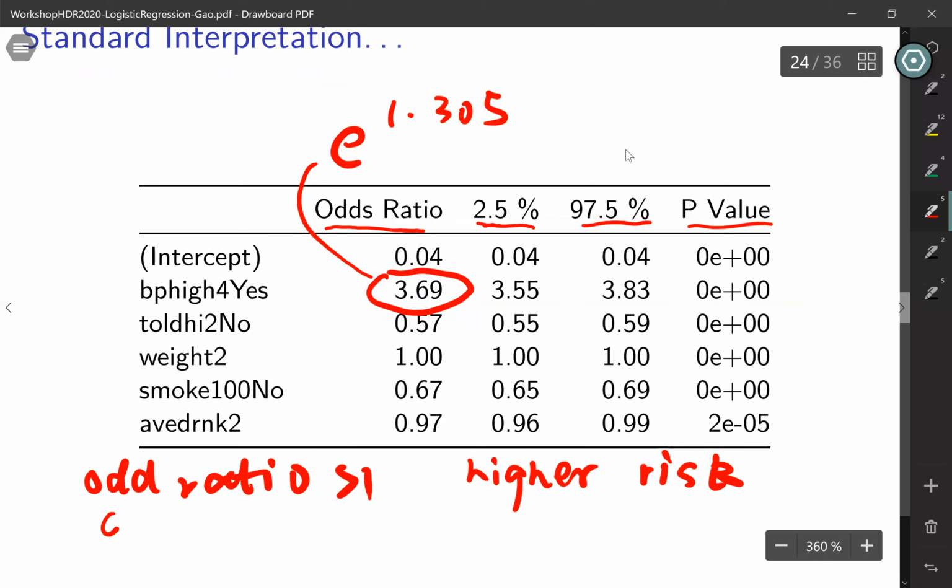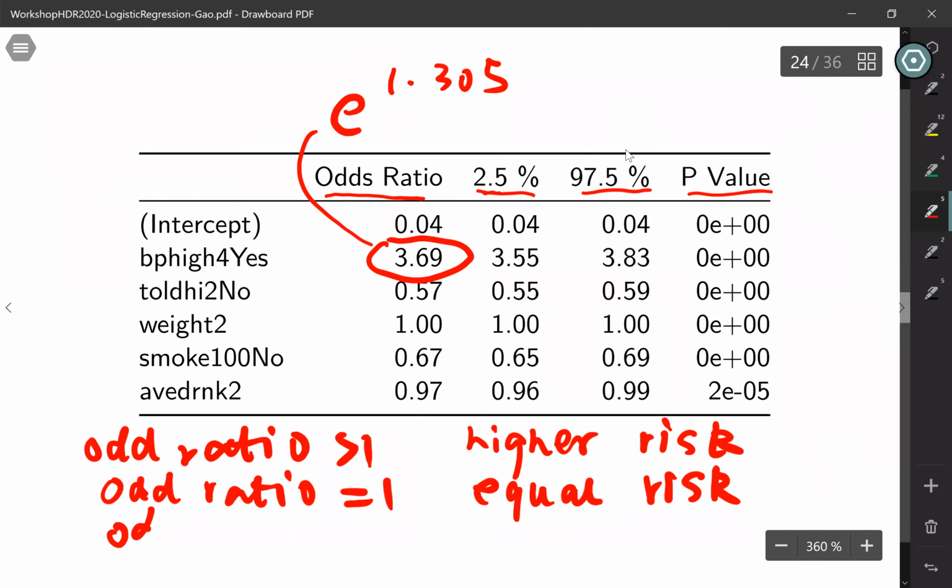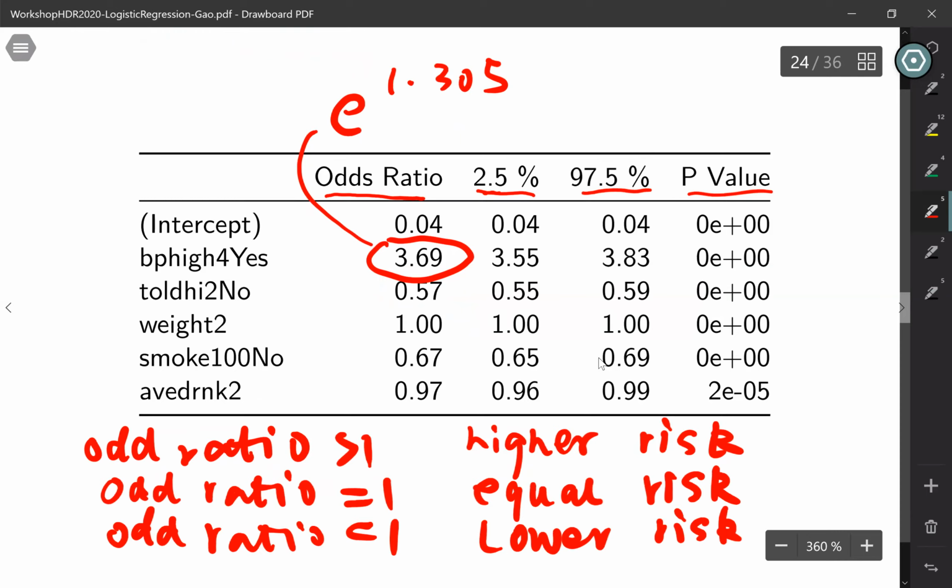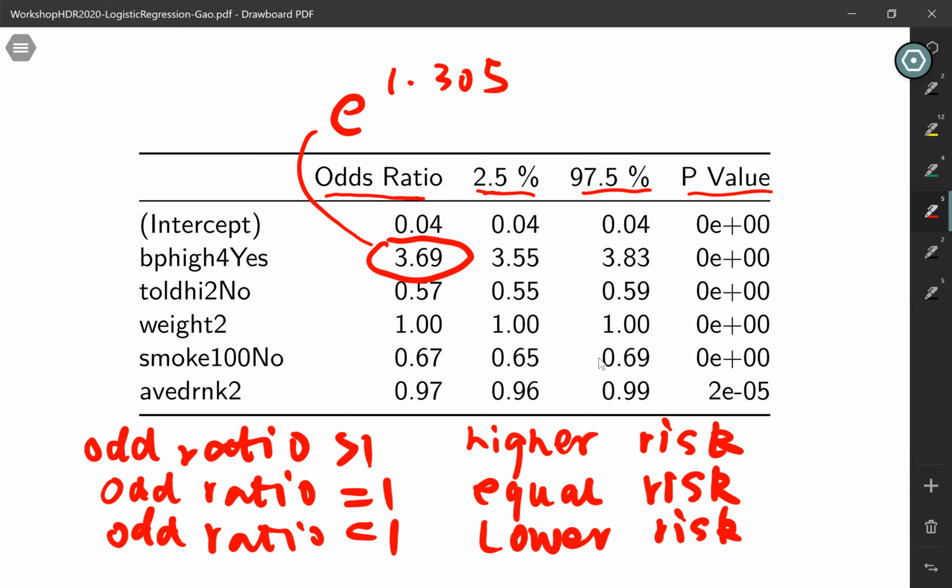If odds ratio equals 1, that means equal risk. If odds ratio is less than 1, that means a lower risk. This is very general explaining, right? So the odds ratio allows you to say, okay, this number, obviously 3.69, is larger than 1. This means higher risk. Higher risk than what, right?